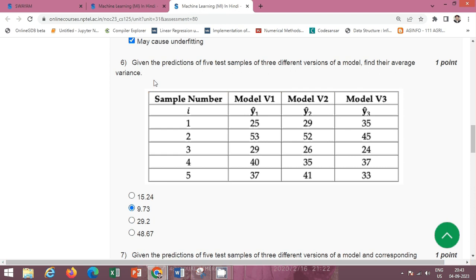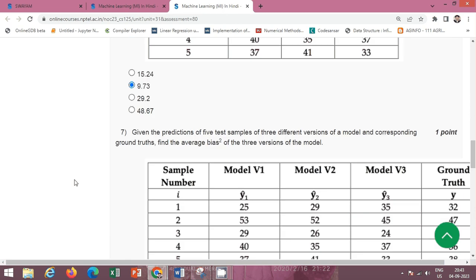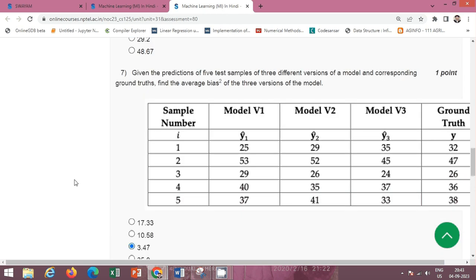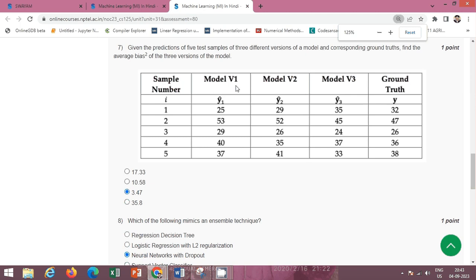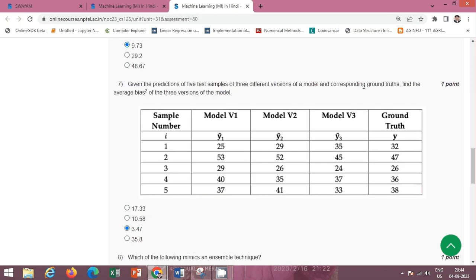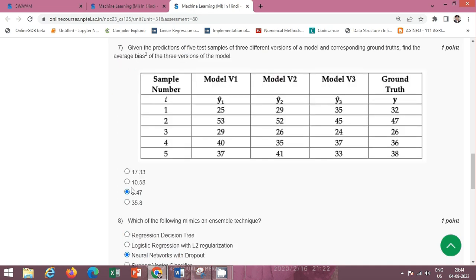Next is, given the predictions of 5 test samples of 3 different versions of a model, find their average variance. The model is given here. We have to find out the average variance. So the correct option is option B, 9.73. Next is, given the predictions of 5 test samples of 3 different versions of a model and corresponding ground truths, find the average bias square of the 3 versions of the model. Average bias we have to find out here. So the correct option is option C, 3.47.